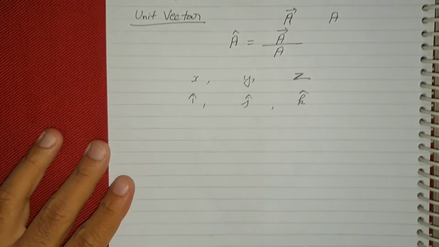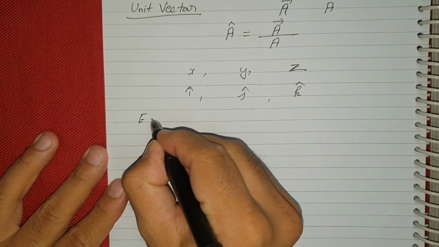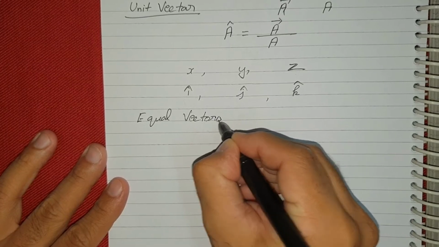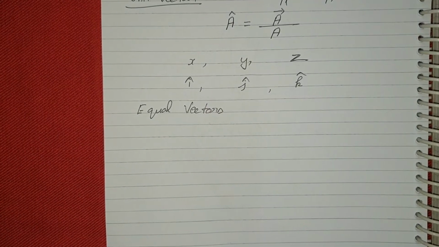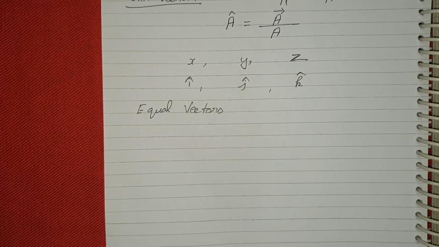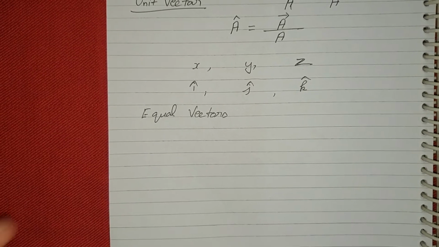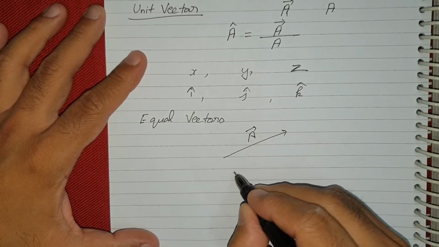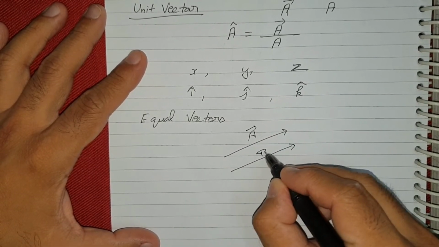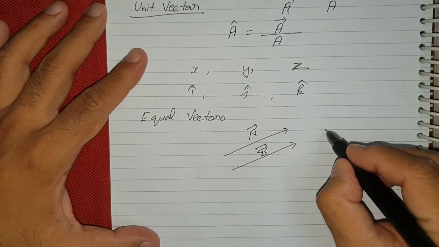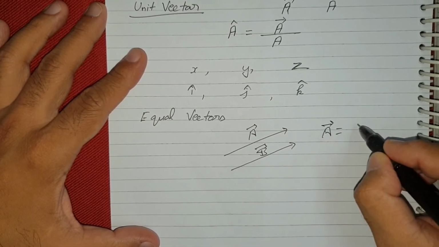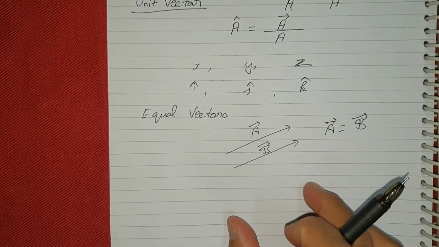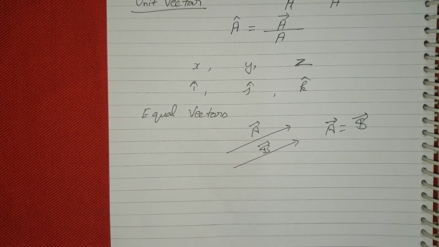Now, equal vectors. Two vectors are said to be equal if they have equal magnitude and the same direction. Consider these two vectors: this is vector A, and this is vector B. Vector A will be equal to vector B only when they have the same magnitude and the same direction.